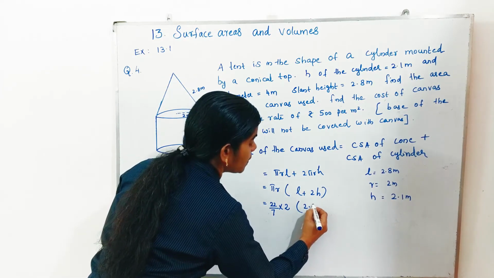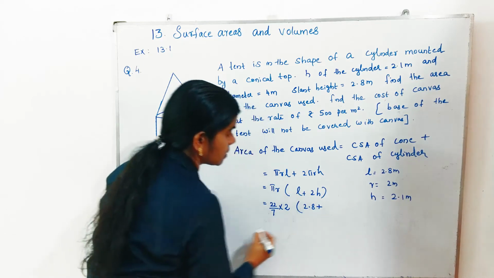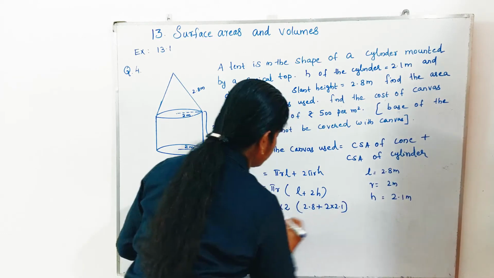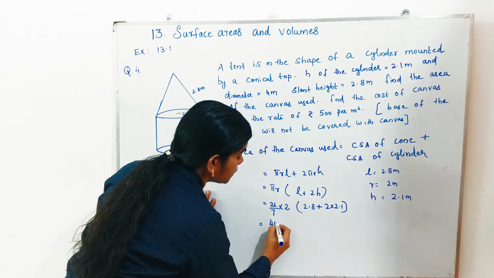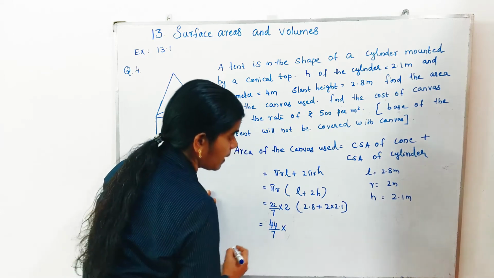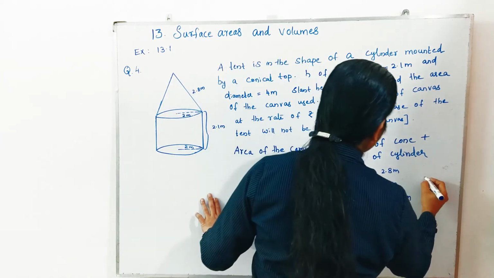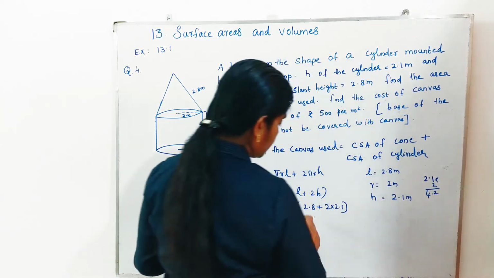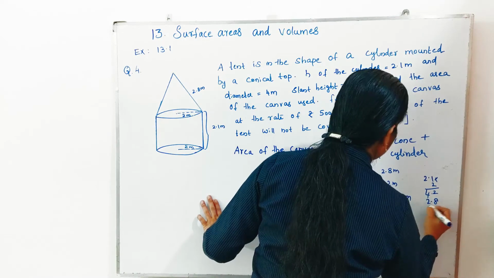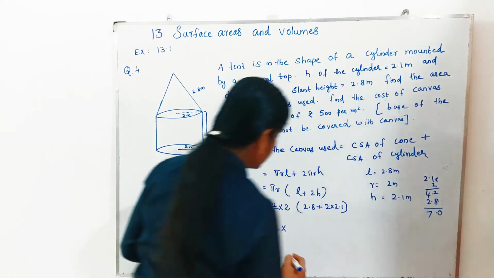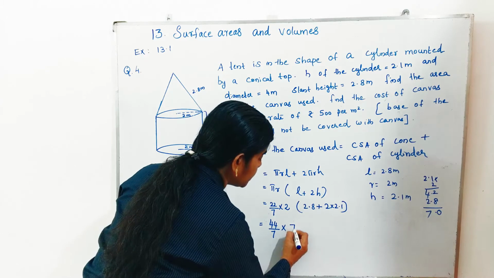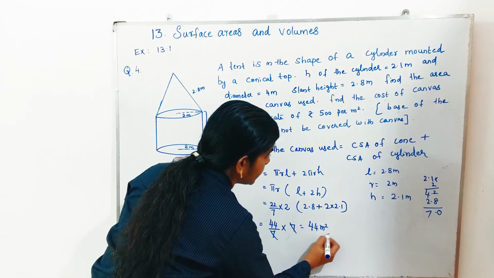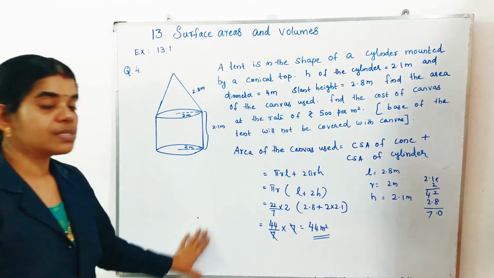L means 2.8 plus 2 into H, that is 2 into 2.1. Then 44 by 7 into 2.1 into 2, that is 4.2 plus 2.8, which is 7. Then 44 by 7 into 7, we can cancel this. 44 meters square will be the area of the canvas used.